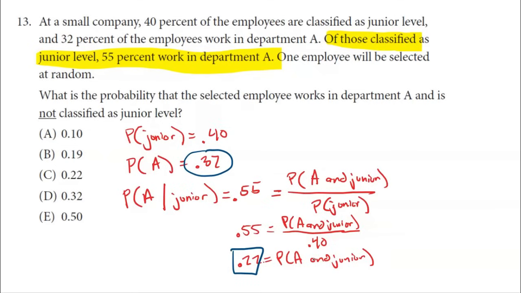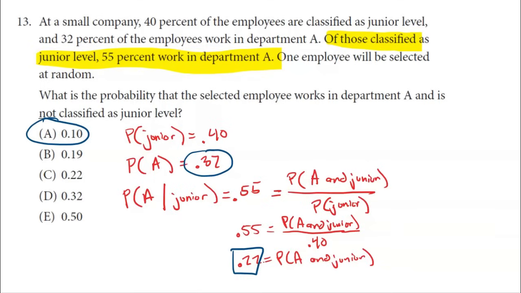That means the remaining 10%, the difference between the 32% of all employees in Department A and the 22% of them who are also juniors, are not junior level. So there's your answer right there. 10% are in Department A and not classified as junior level.